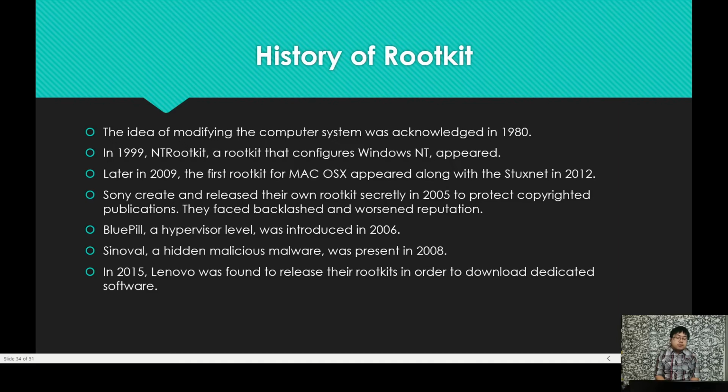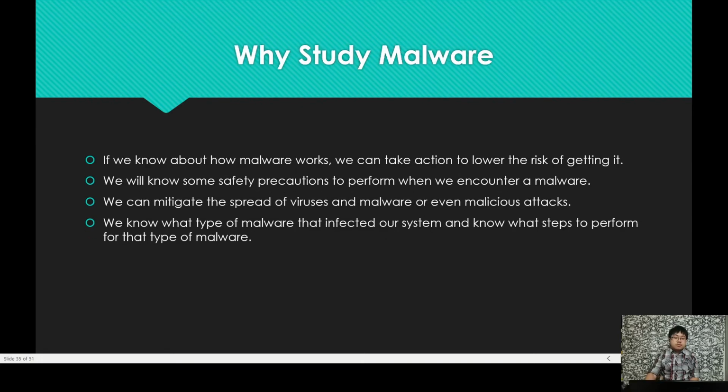Blue Pill, a hypervisor-level rootkit, was introduced in 2006. Snowball, a hidden malicious malware, was present in 2008. In 2015, Lenovo was found to have released a rootkit in order to download dedicated software.